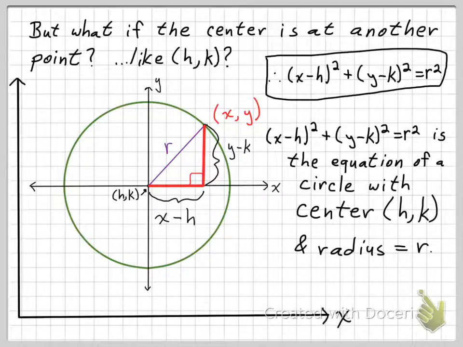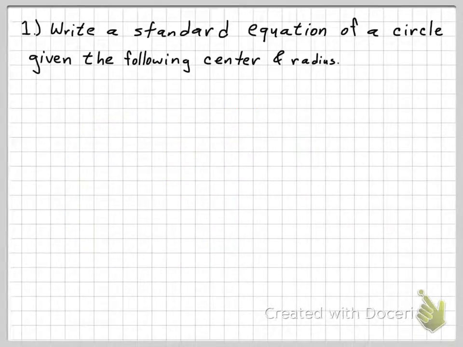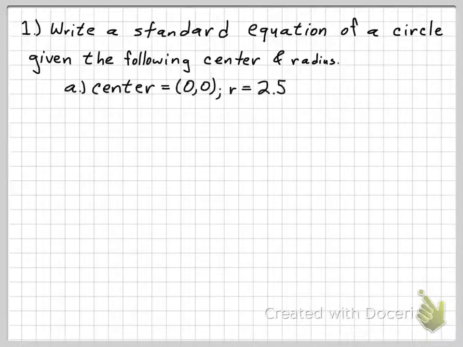In the next frame, we'll get into specific problems that you will see. So here are some typical problems that you might get. Write a standard equation of a circle given the following center and radius. We'll start off with a simple problem. This is one where the center is at 0, 0, and the radius is 2.5.